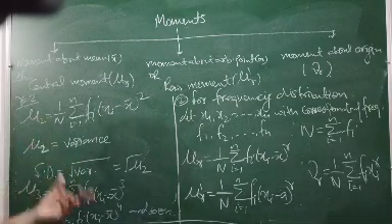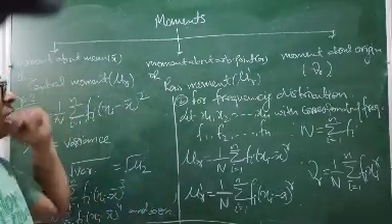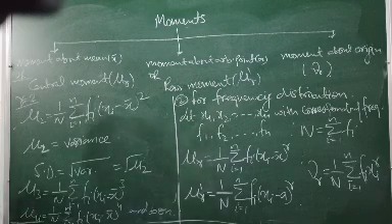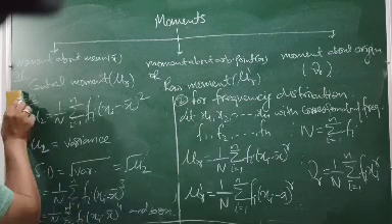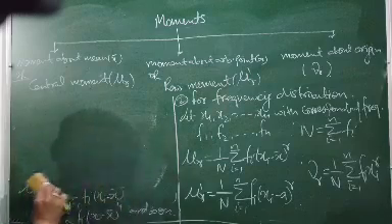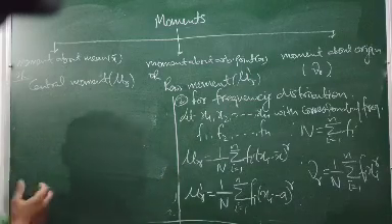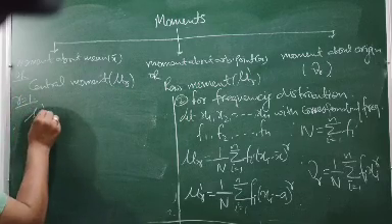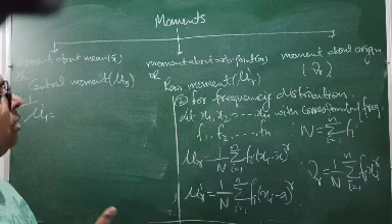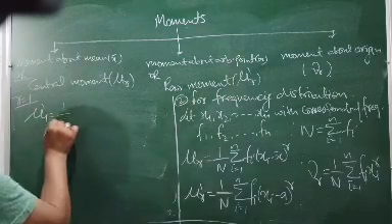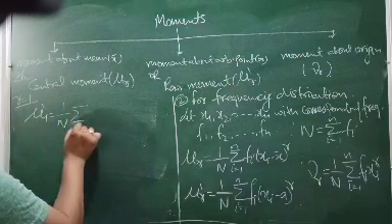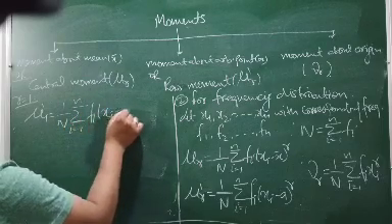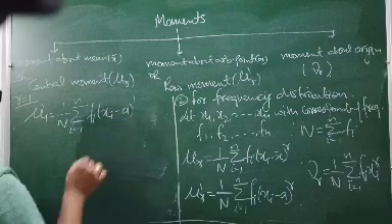So these are the first four central moments, or first four moments about mean. Now we calculate the first four raw moments, or moments about an arbitrary point. If r is equal to 1, mu dash 1, the first moment about arbitrary point, is equal to 1 upon capital N summation i varies from 1 to n fi (xi minus a) to the power 1.